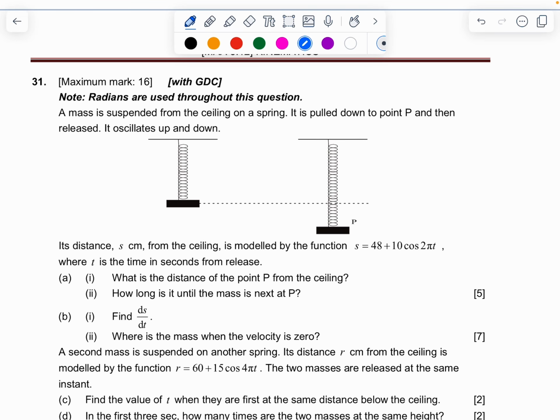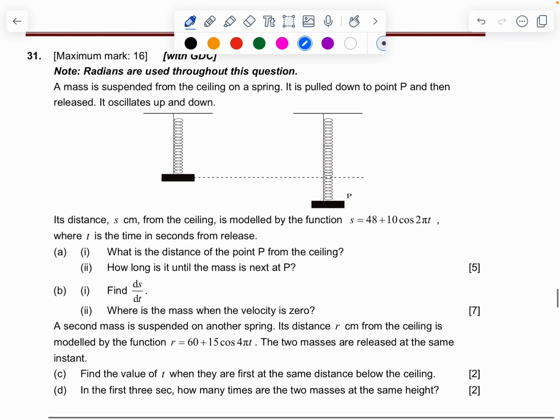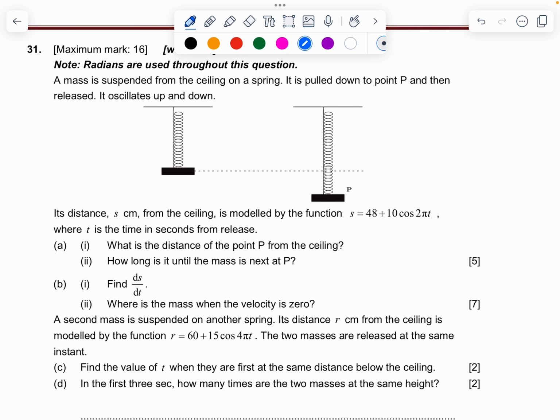Question number 31. A mass is suspended from the ceiling on a spring. It is pulled down to a point P and then released. It oscillates up and down. Its distance s centimeters from the ceiling is modeled by the function s equals 48 plus 10 cos 2 pi t, where t is the time in seconds from release. What is the distance of P from the ceiling? We have to find the distance of P from the ceiling.